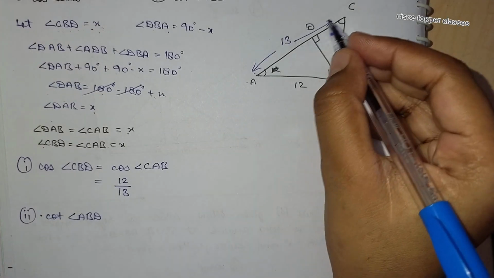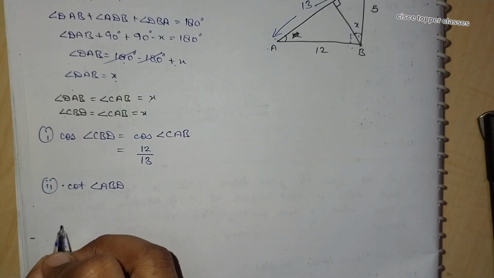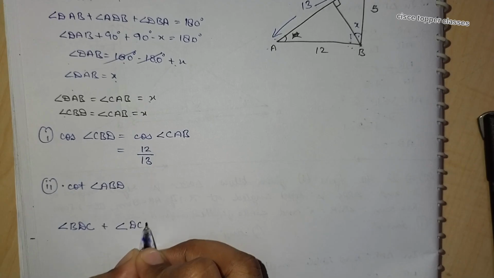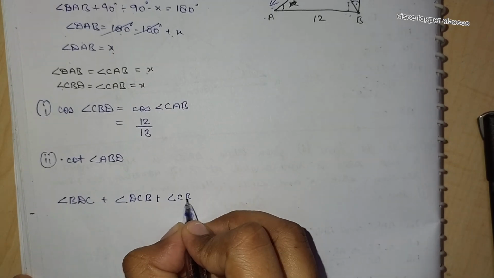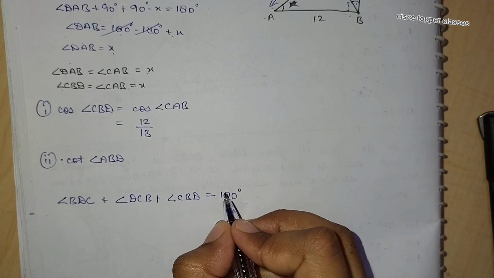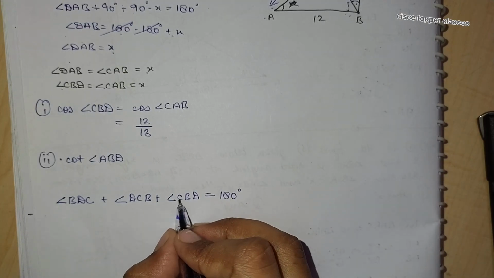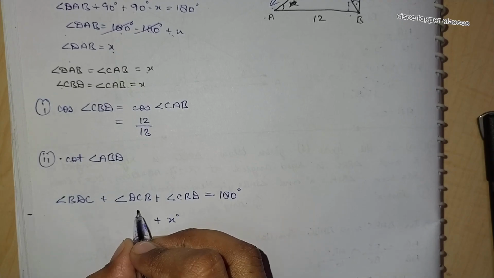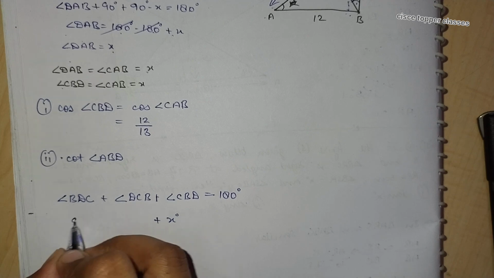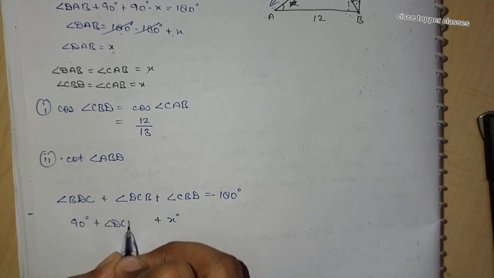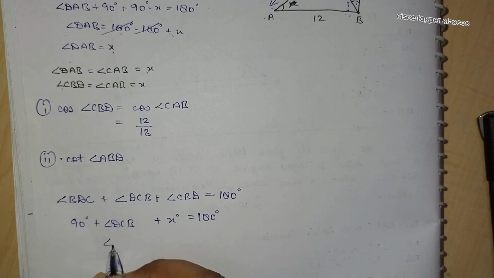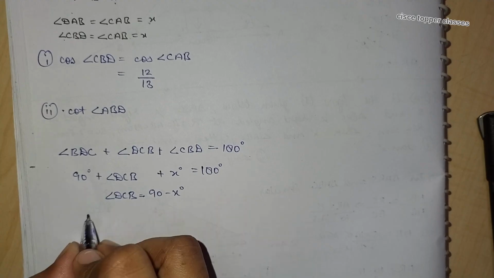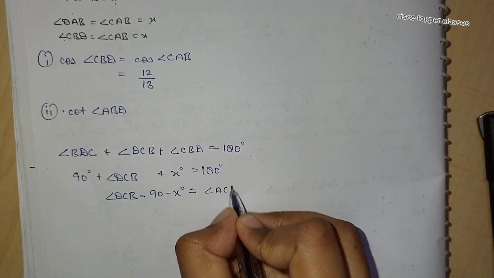So if we want to find cot of ABD, we can write the sum of the angles here: angle BDC plus angle DCB plus angle CBD. So this is 180 degrees, and we know angle CBD is x degrees. Angle BDC is 90 degrees, so we have to find angle DCB from this part. On calculating, angle DCB will be 90 minus x. And if angle DCB is 90 minus x, this is equal to angle ACB.